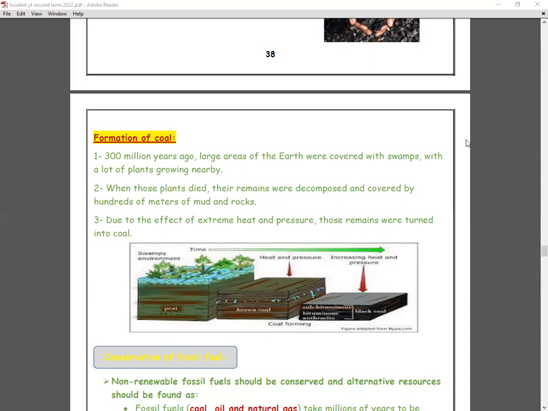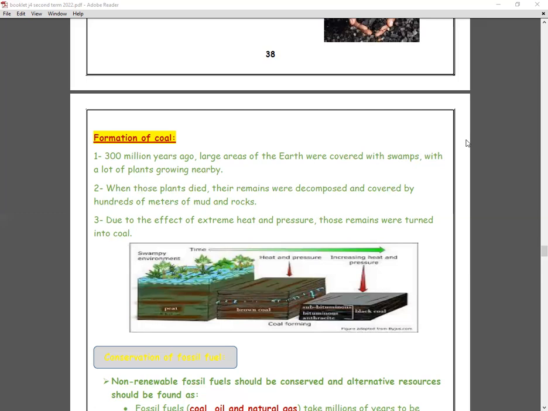Covered with mud and rocks during this period, okay? After 300 million years, the process of decomposition is done due to the effect of extreme heat and pressure. Those remains were turned into coal. You know for sure what's meant by temperature. Temperature means the degree of hotness or coldness.